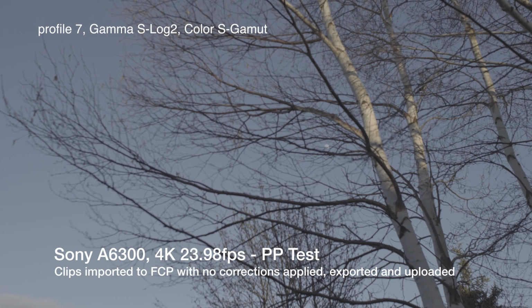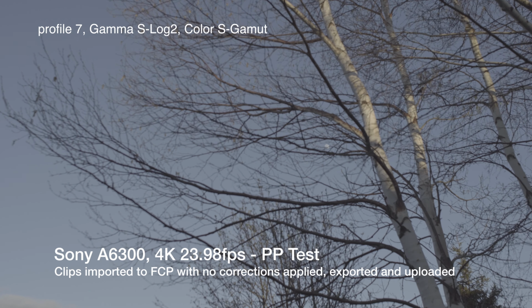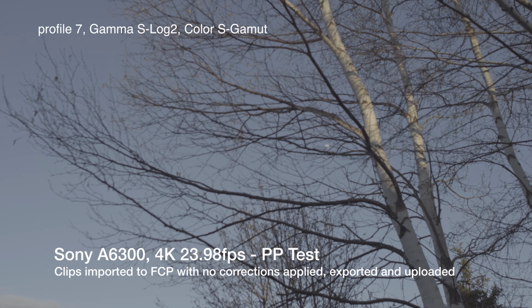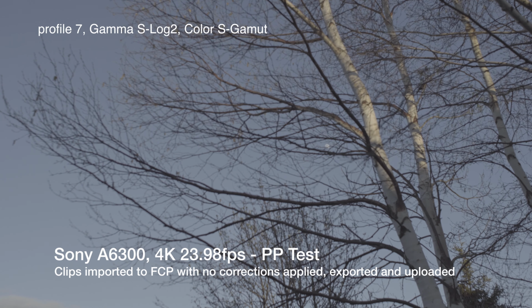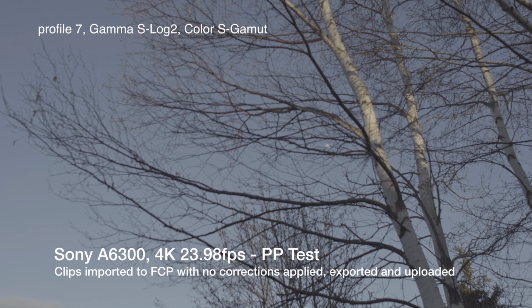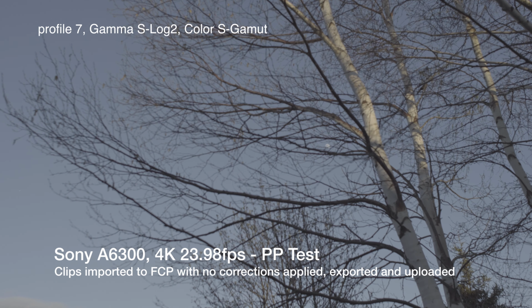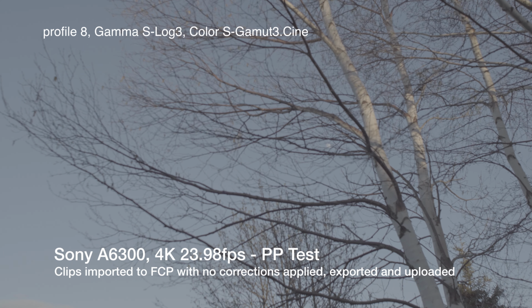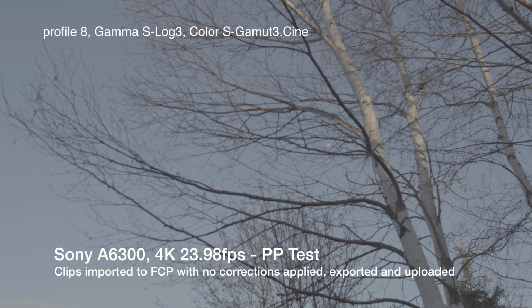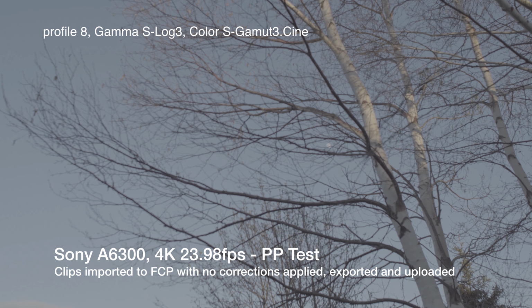Profile 7. This is a log profile, if I didn't mention that before. 1/1600th shutter speed. Exposure value has increased to positive 1.7. ISO is 800. Moving on to the next profile. Using picture profile 8, which is S-Log 3. Profile 7 was S-Log 2. S-Log 3 at 1/1600th shutter speed. Exposure value positive 1.7, ISO 800.